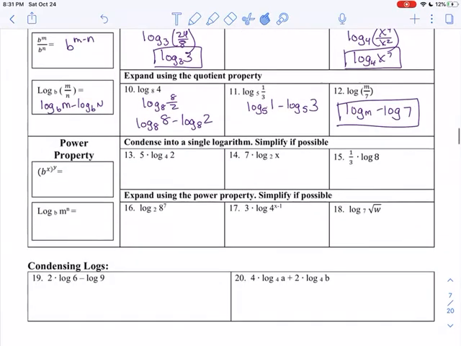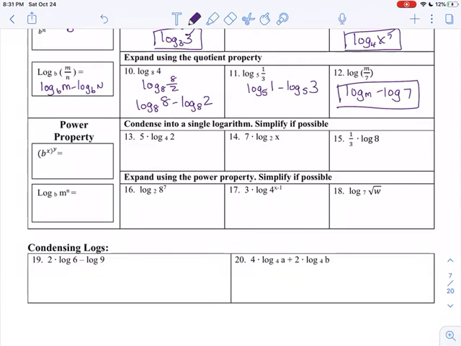And this would just be log of m minus log of 7. This would be a base 10 because no base was written.